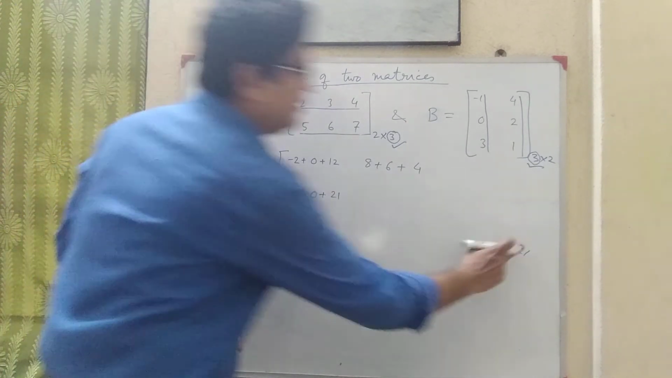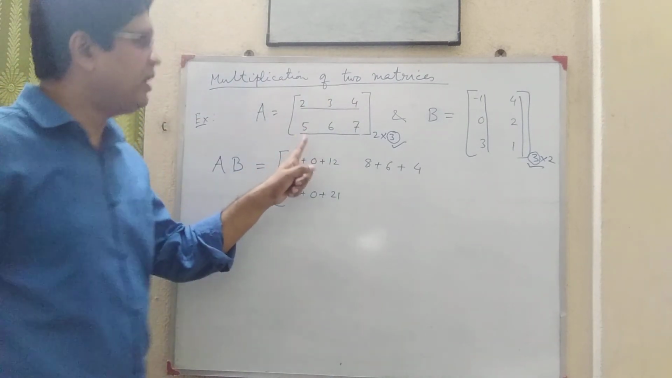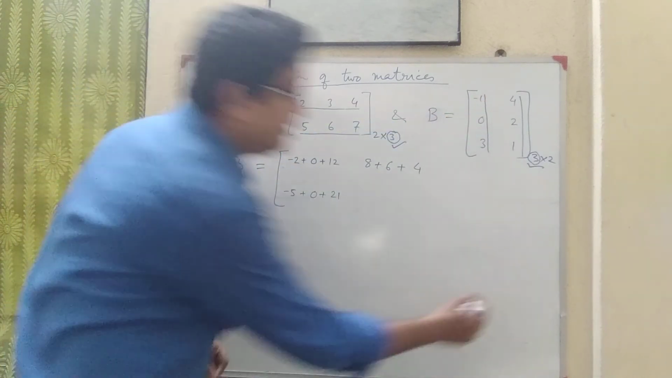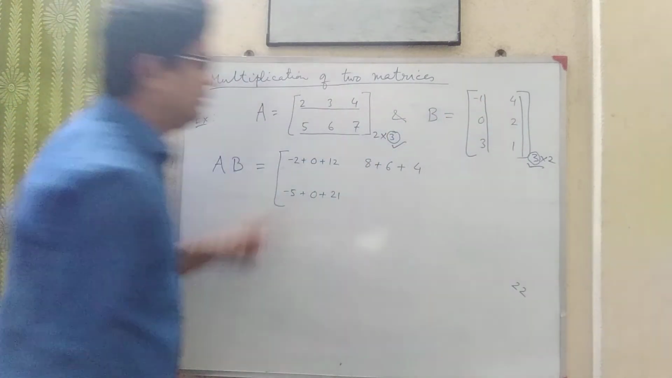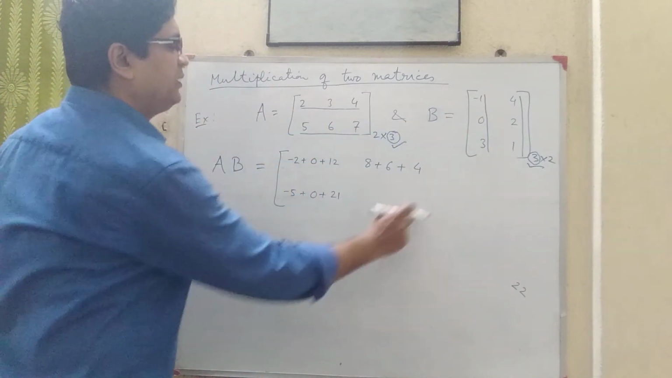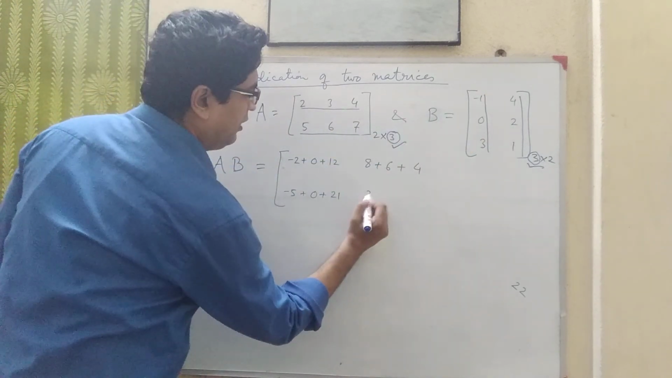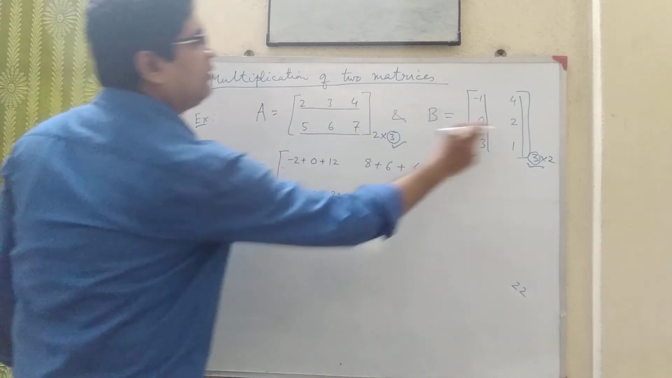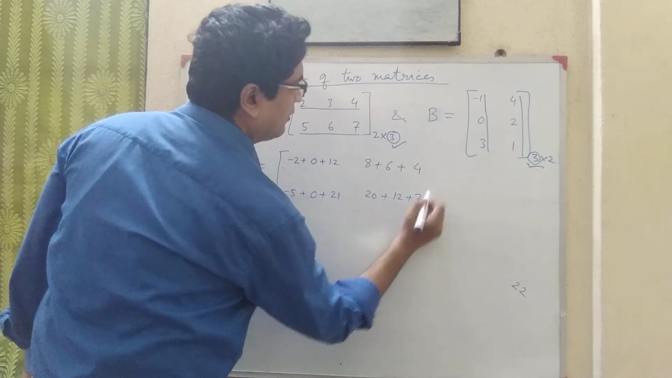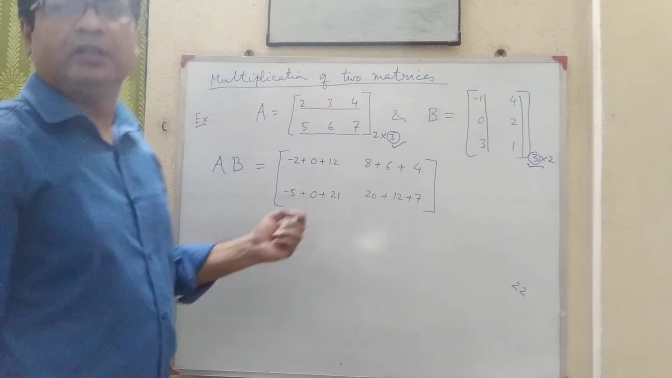Next we have to give inner multiplication between second row and second column. So we have to write in what position? 2, 2 position. Second row with second column, that's why 2, 2 position. So we first multiply 5 into 4, 20, plus 6 into 2, 12, plus 7 into 1, 7. So this is the matrix multiplication process.